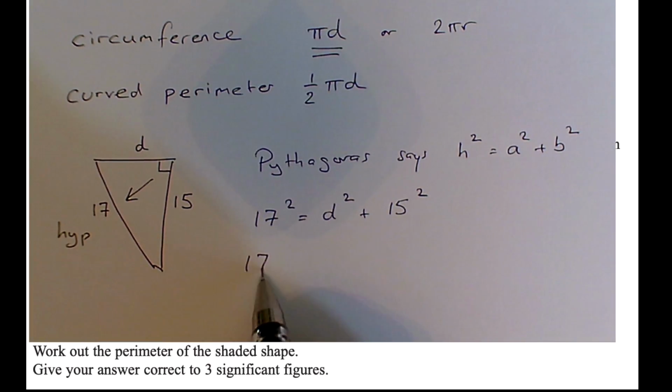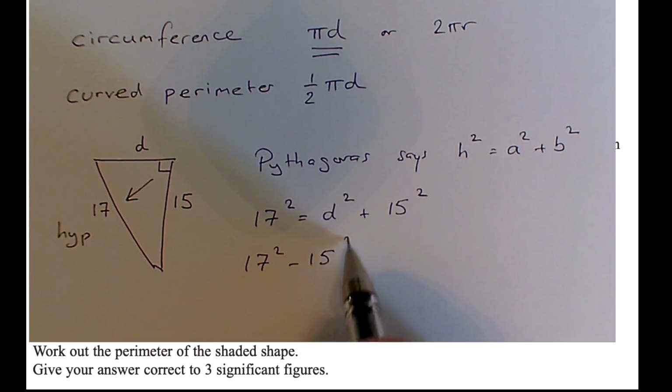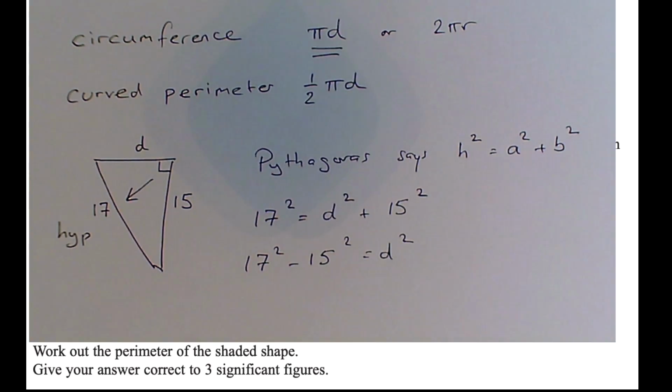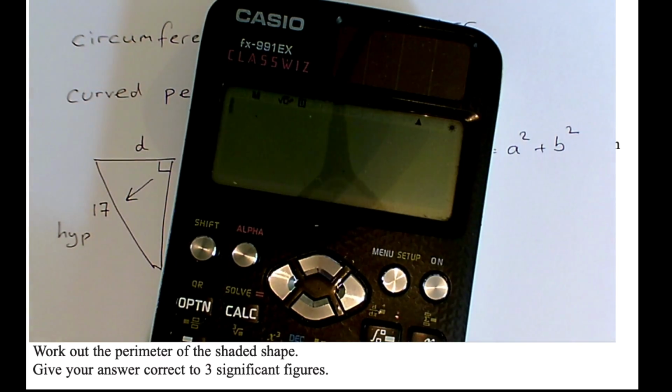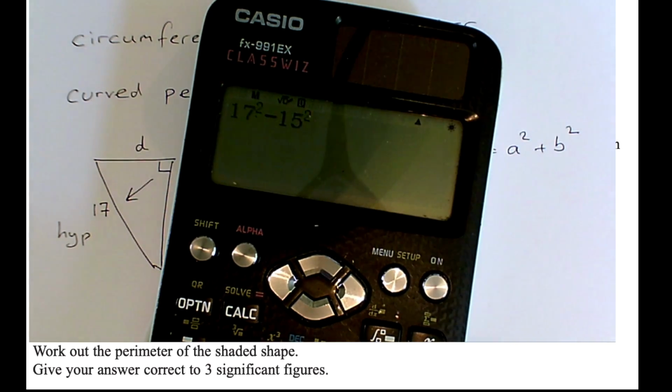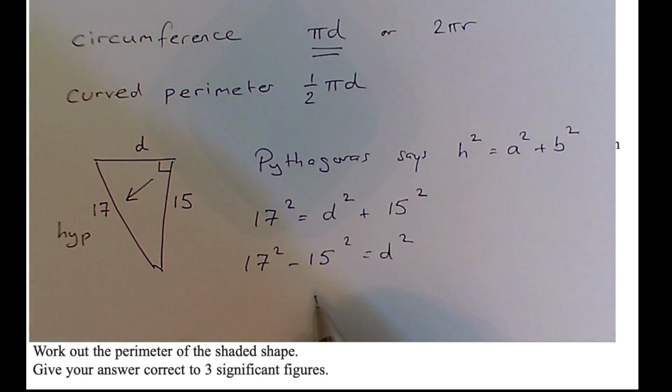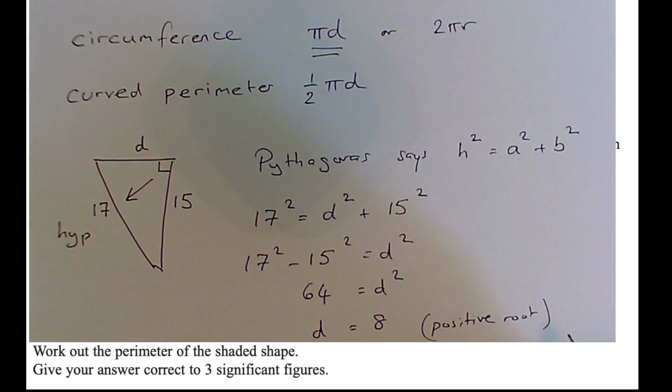So 17 squared take away 15 squared from both sides equals d squared. I can check that out on my calculator, can't I? 17 squared take away 15 squared is going to be what, 64? I believe. Yep, 64. Very good. Okay, and so therefore d is going to be equal to 8. Now you might be saying, well, I can get a plus or a minus root, can't I? But we're not going to have a length of -8, so d is going to be 8 centimeters wide.